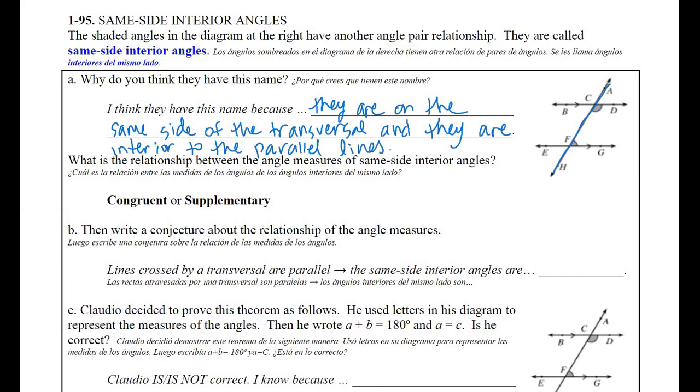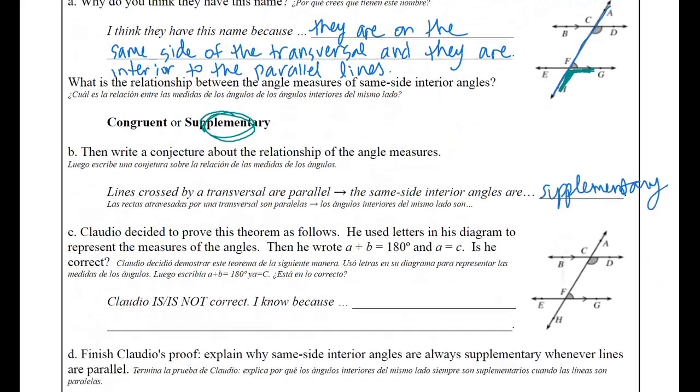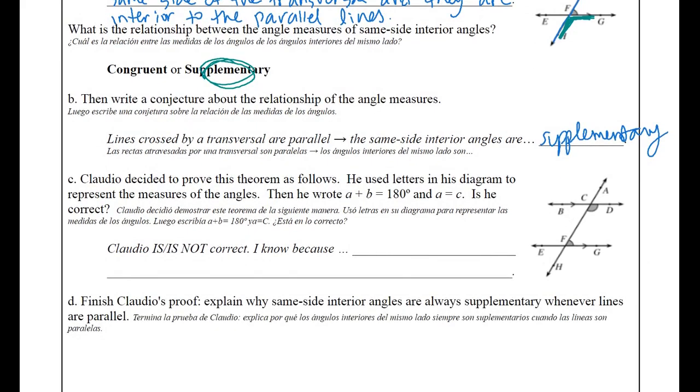Let's do the translator. I'll start with angle FCD and I'll translate it. Oh, look, it makes a straight line pair. They're supplementary. Okay, let's write a conjecture. Lines crossed by a transversal are parallel. Therefore, that's what the arrow means, remember? Same side interior angles are supplementary. Part C.